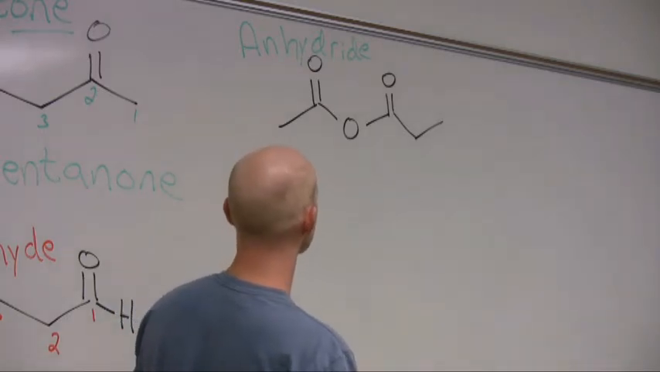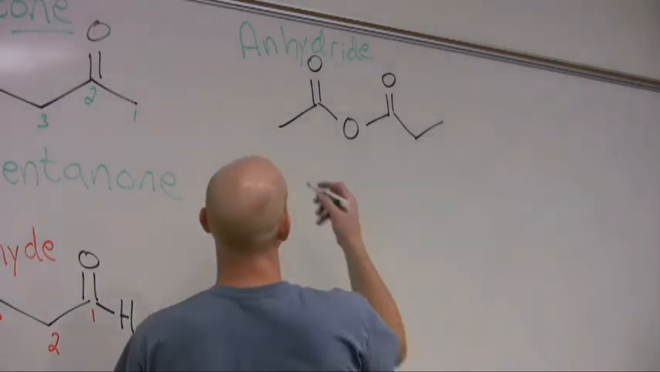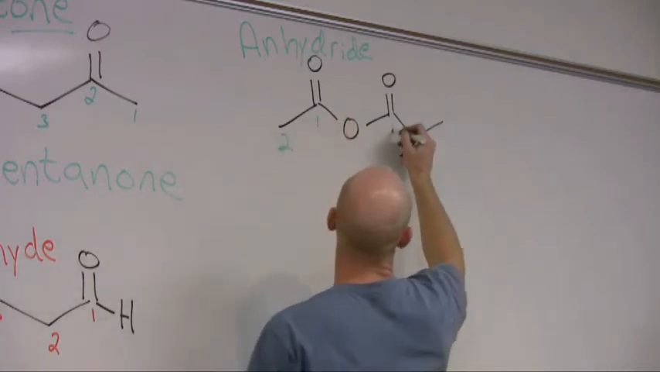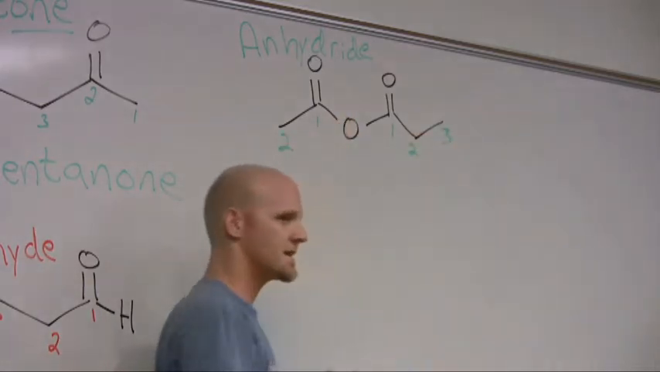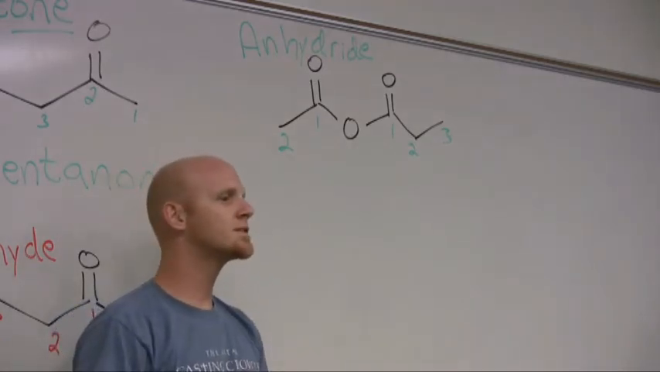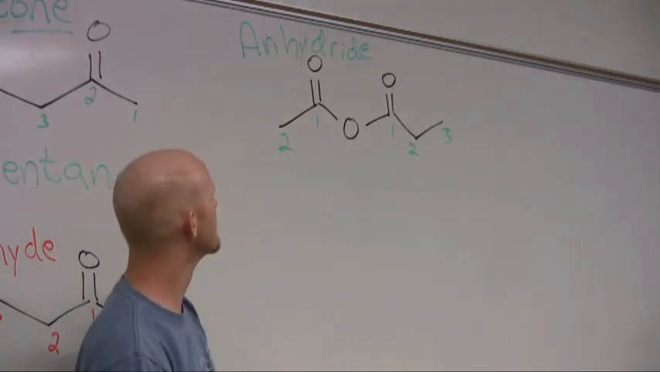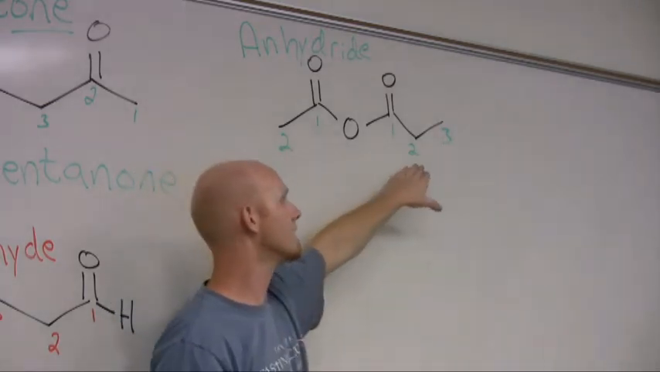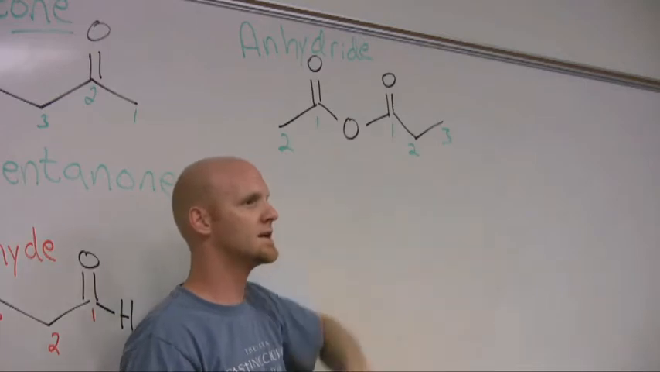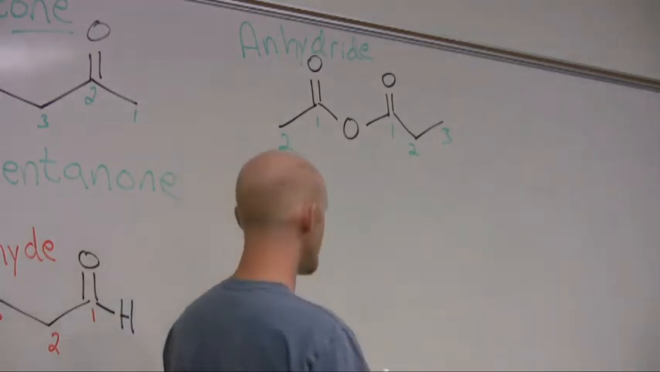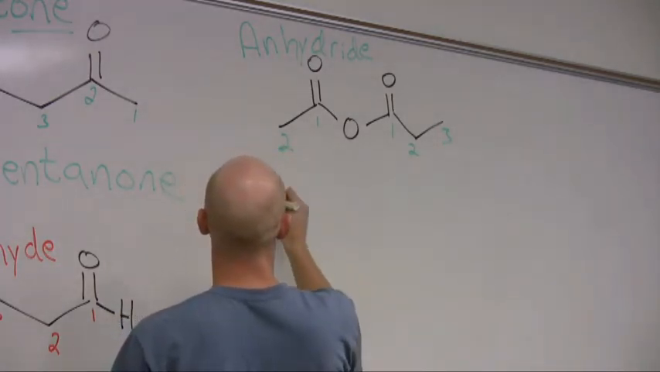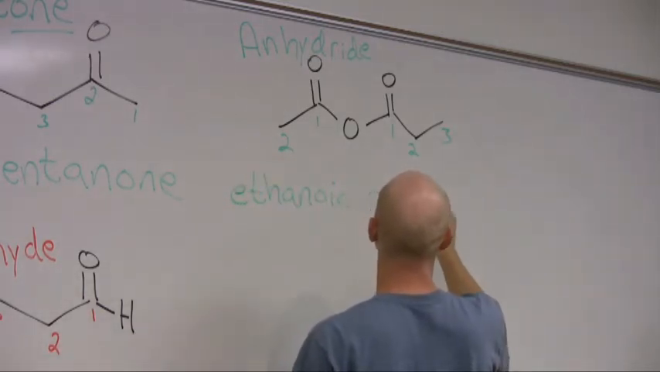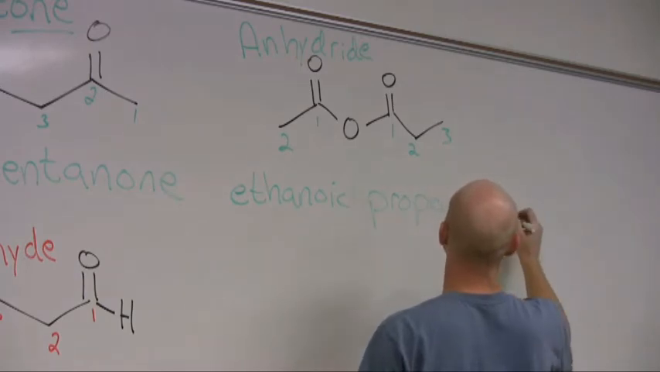So in this case, you name each side. 2 carbons on this side, 3 carbons on this side. And we name it from the carboxylic acids that were used to create it. So in this case, it was ethanoic acid or acetic acid, either way, and then propanoic acid on this side. You name them in alphabetical order, so we'll say ethanoic propanoic anhydride.